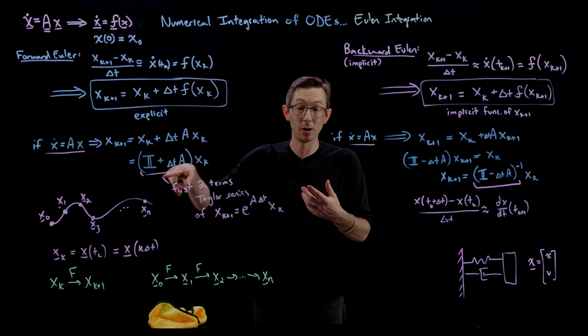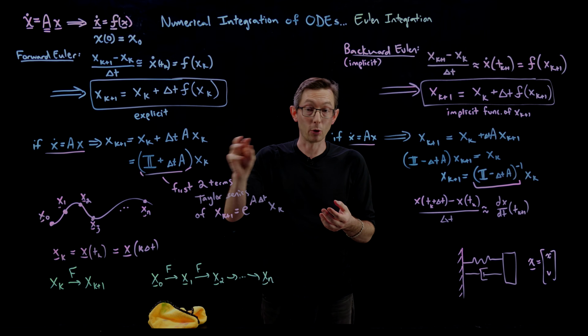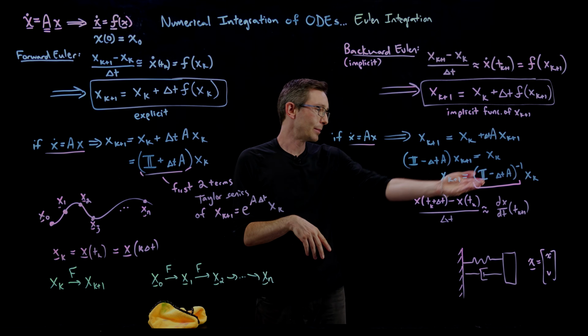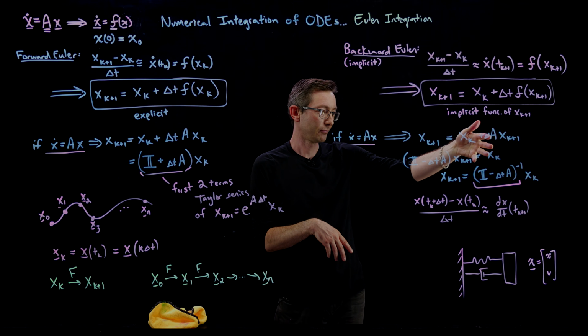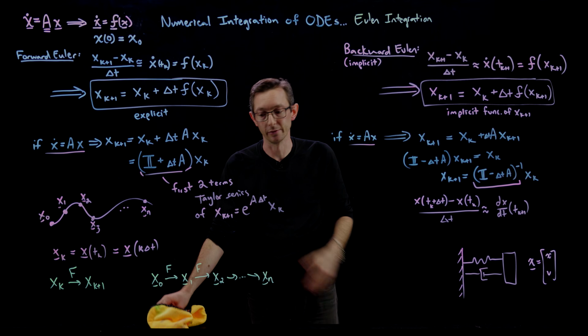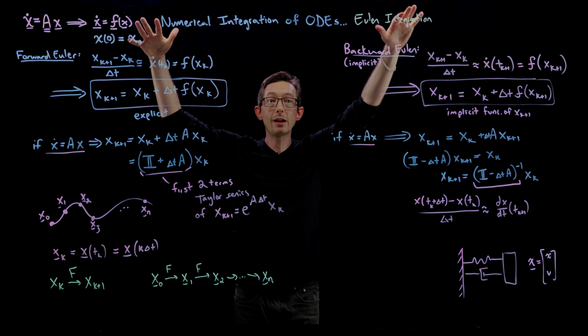I can make this error smaller by making delta t smaller, but I might be able to do better by including more terms in my Taylor series. Similarly, this is the leading Taylor series of a more complicated implicit version of this. Okay, good. So we know now how to derive these.